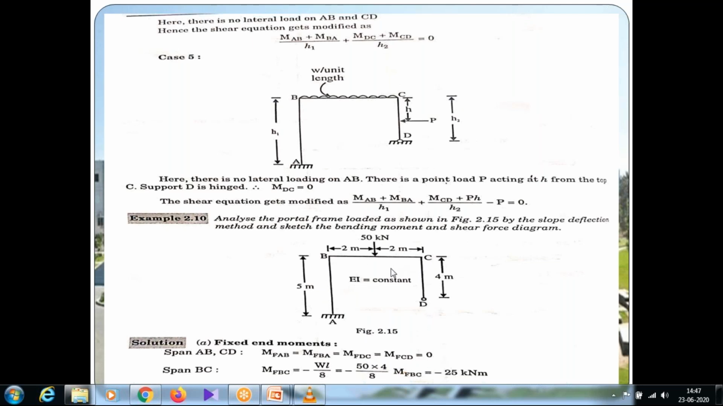In span BC, we are having a point load at the center. So the fixed end moment formula is M of BC is equal to minus WL by 8, M of CB equal to plus WL by 8. Left to right is minus WL by 8, right to left is plus WL by 8. So M of BC is equal to minus WL by 8, where W value is 50 kilonewton and the length of span BC is 4 meter. So 50 into 4 by 8. So we are getting minus 25 kilonewton meter. M of CB equal to plus WL by 8, so plus 25 kilonewton meter will come.